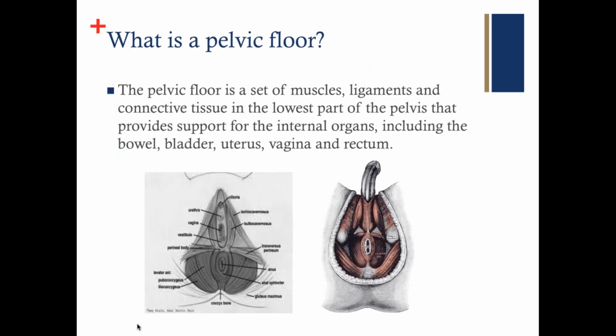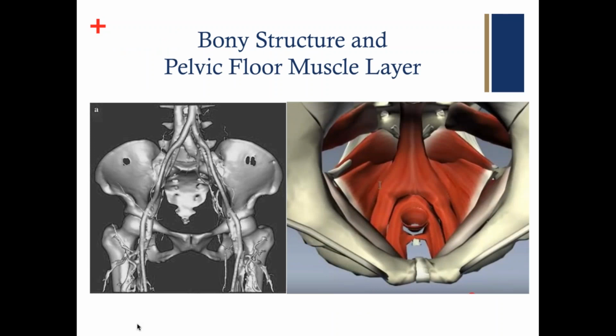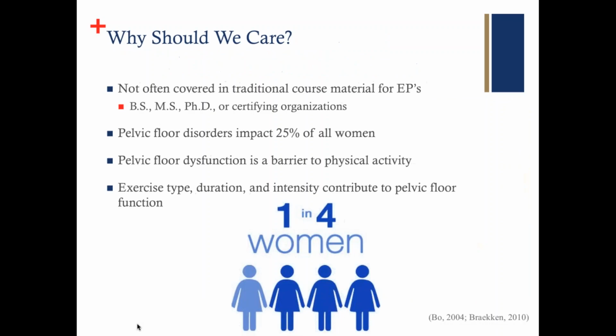So let's start with what is a pelvic floor? Well, it consists of a set of muscles, ligaments, and connective tissue in the lowest part of the pelvis that provides support for the internal organs, including the bowel, the bladder, the uterus, the vagina, and the rectum. On the left-hand side of the screen, you see the bony structure, and on the right side of the screen, you see a superior view looking down into the pelvis to be able to see the layer of the pelvic floor muscles.